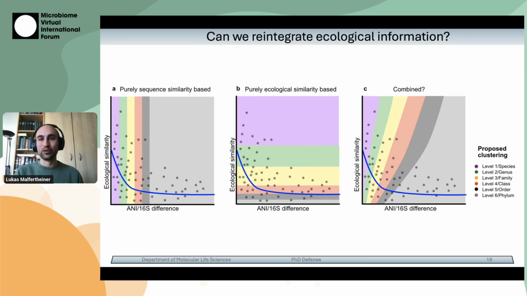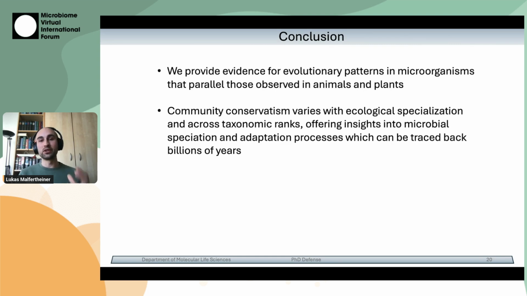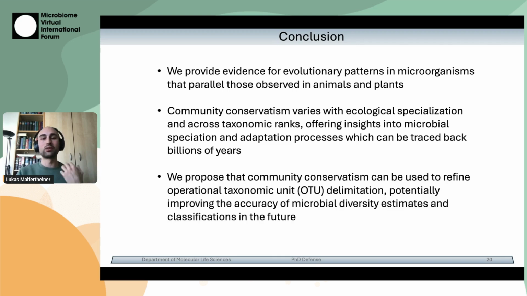All right. And with this, I'm at the end. I hope I could show you that we provide evidence for evolutionary patterns that parallel those observed in animals and plants, also in microorganisms, and that this community conservatism varies with the ecological specialization and across different taxonomic ranks, offering us insights into the microbial speciation processes and can actually be traced back for billions of years, and that we think this community conservatism could be a useful signal to potentially refine OTU clustering in the future.